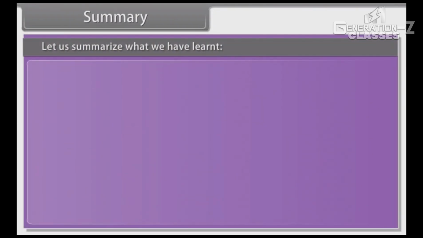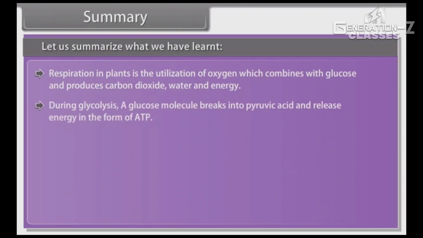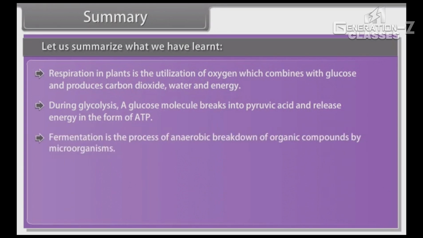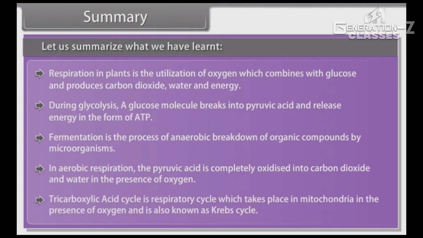Summary. Let us summarize what we have learned. Respiration in plants is the utilization of oxygen which combines with glucose and produces carbon dioxide, water and energy. During glycolysis, a glucose molecule breaks into pyruvic acid and releases energy in the form of ATP. Fermentation is the process of anaerobic breakdown of organic compounds by microorganisms. In aerobic respiration, the pyruvic acid is completely oxidized into carbon dioxide and water in the presence of oxygen. Tricarboxylic acid cycle is a respiratory cycle which takes place in mitochondria in the presence of oxygen and is also known as Krebs cycle.